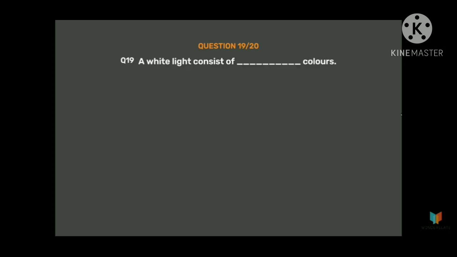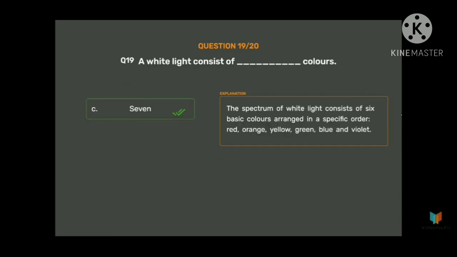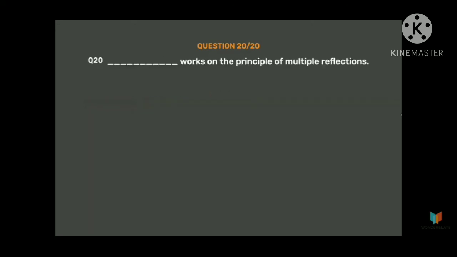Question number 19. A white light consists of underscore colors. Option A, 5. Option B, 6. Option C, 7. Option D, 8. The correct answer is option C, 7. The spectrum of white light consists of basic colors arranged in a specific order: red, orange, yellow, green, blue and violet.